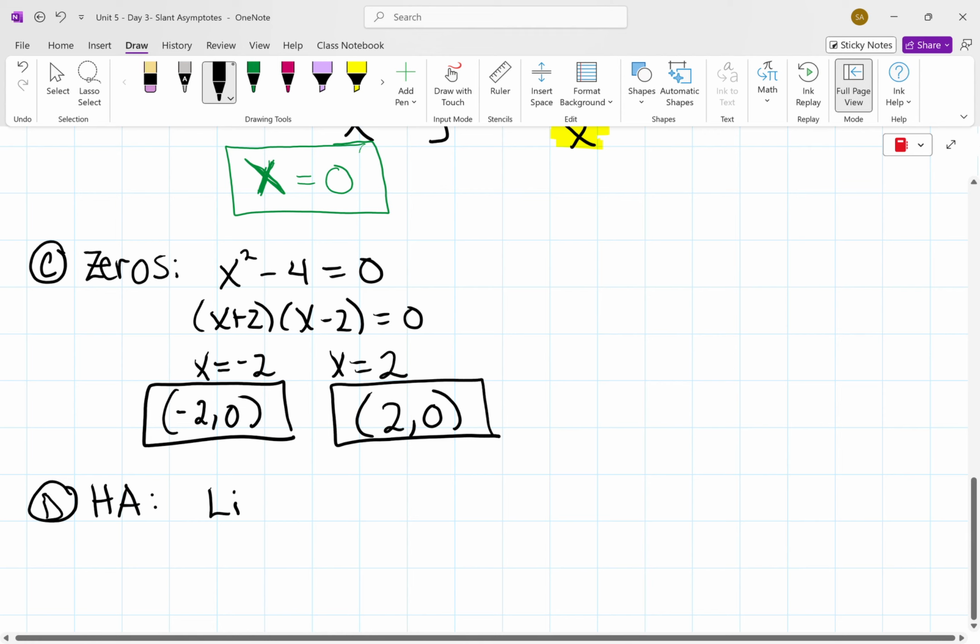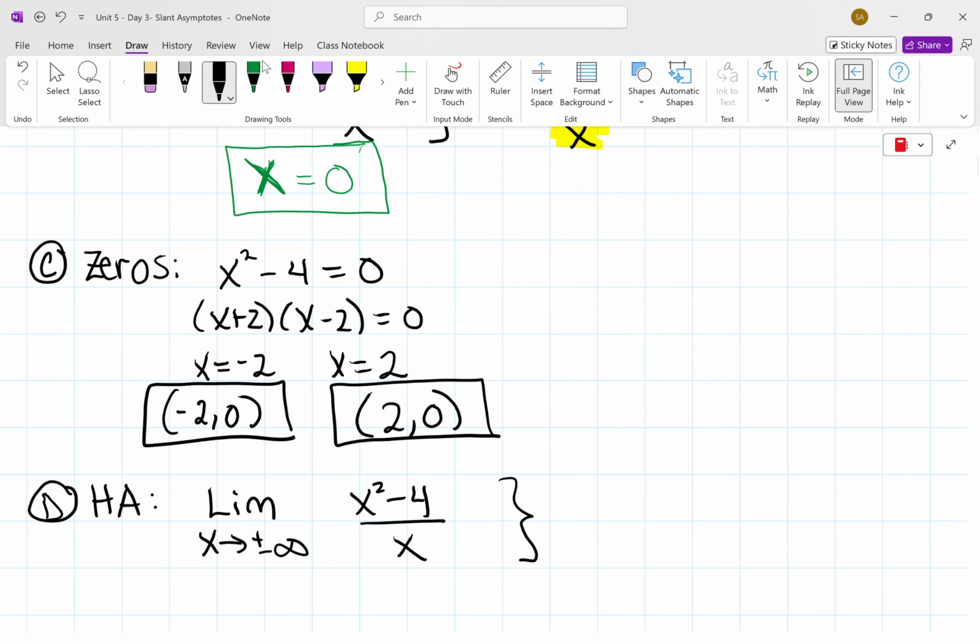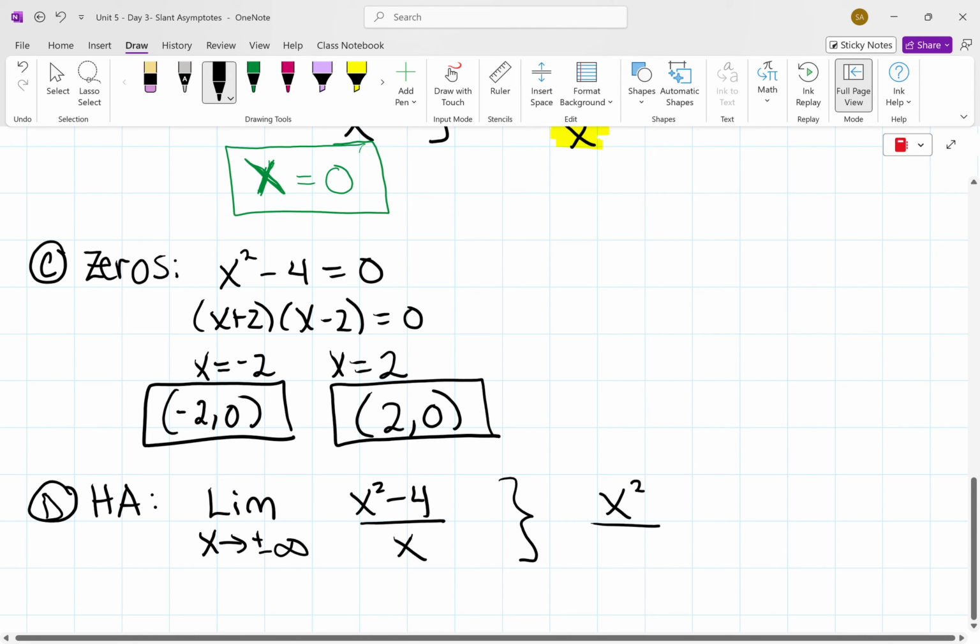And to find the horizontal asymptote, we take the limit as x approaches plus or minus infinity of our function, which is x squared minus 4 over x. All right, how do we take a limit when we're approaching infinity? We take the biggest variable on top with its exponent and coefficient, which is just x squared, and the biggest variable on the bottom, which is just x. We simplify. x squared divided by x is x. Now you plug in the infinity for x.